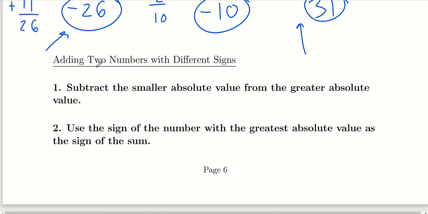We're now going to look at the case where we're again adding integers, but now the numbers are going to have different signs, meaning it's going to be one positive and one negative. In order to add numbers that have different signs, what we're going to do is subtract the number smaller in absolute value from the greater absolute value. So we actually subtract, and then we're going to take the sign of the number that was greatest in absolute value as the sign of the sum.